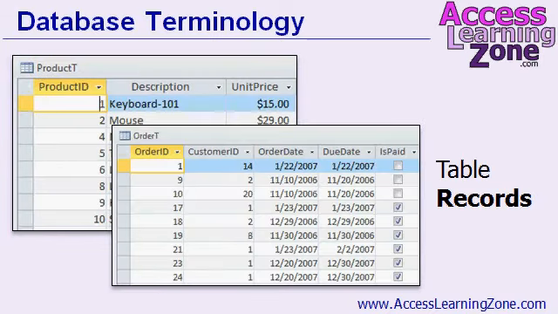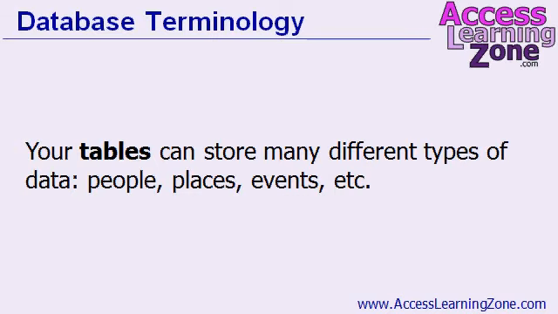You might not always be storing customers, however. In a product table, each record would represent one product. In an order table, each record would represent one order. In a timesheet table, for example, each record might represent one instance of an employee clocking in or out. So your tables can store many different types of data: people, places, events, and so on.